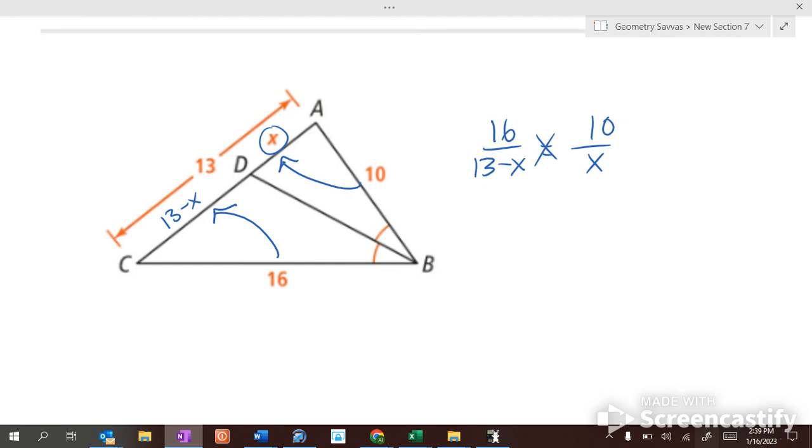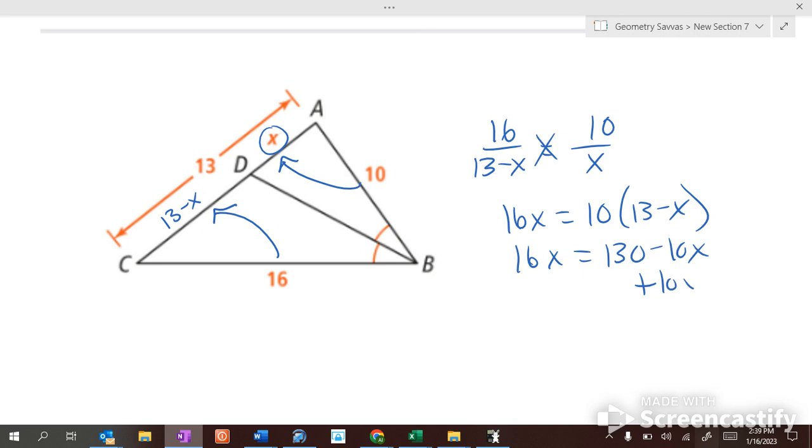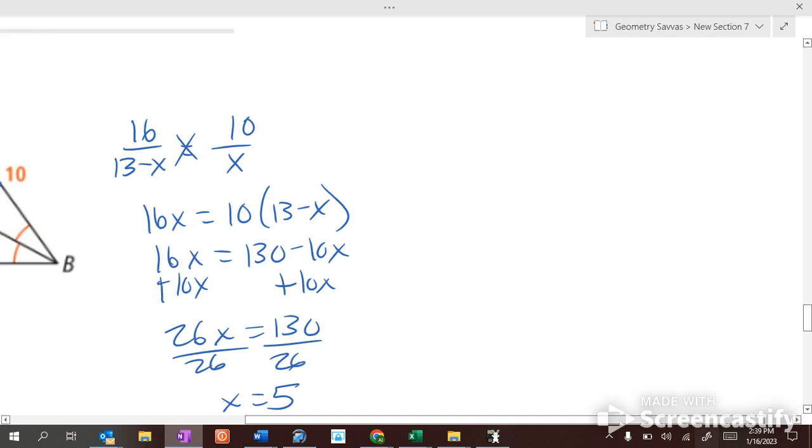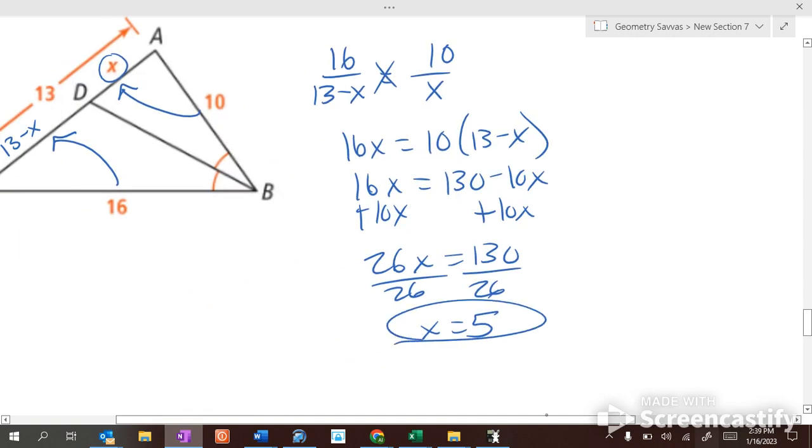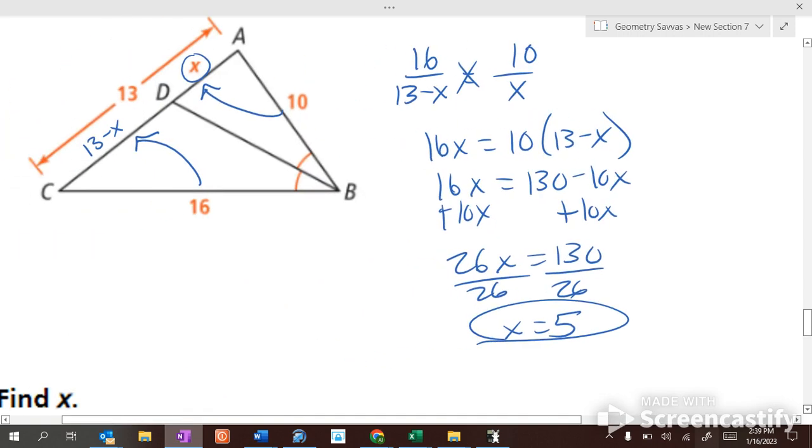So let's cross multiply. 16x equals 10 times 13 minus x. So 16x equals 130 minus 10x, and add 10x. So 26x equals 130, and divide by 26. X equals 5. Okay?